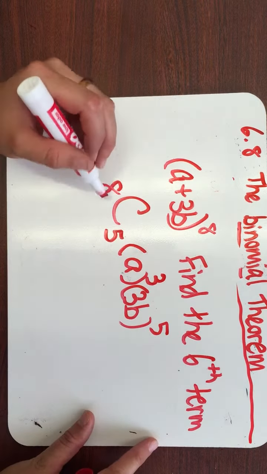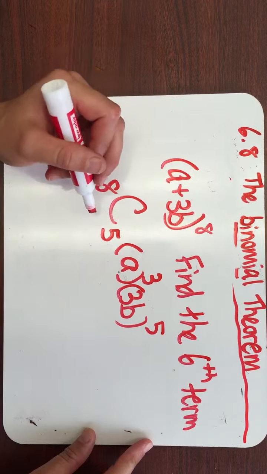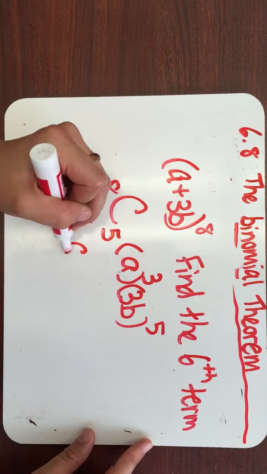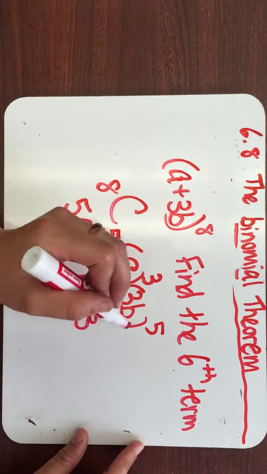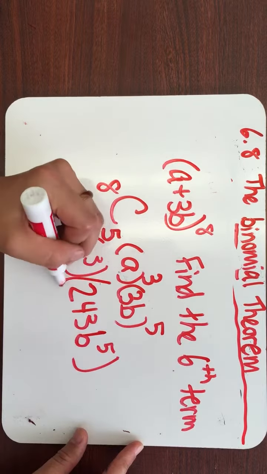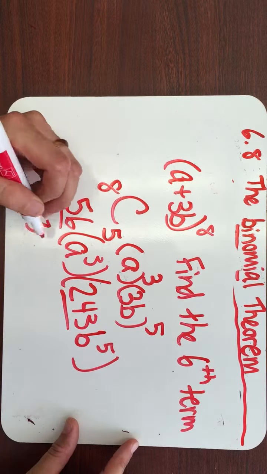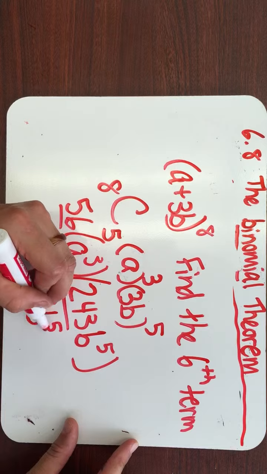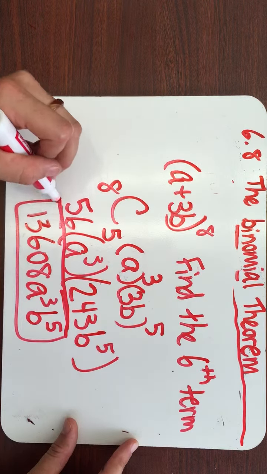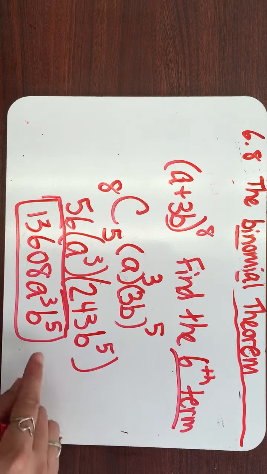So you go 8c5, you can look on Pascal's triangle, or you can plug it into your calculator, or you can use the formula. So this is a 56. We have an a cubed. And then we have 3 to the 5th is a 243, b to the 5th. And then we just have to multiply our numbers. 56 times 243 to get the entire term. And we get 13,608 a cubed b to the 5th. And this is the 6th term that we just found, if we want to find just a specific term there.